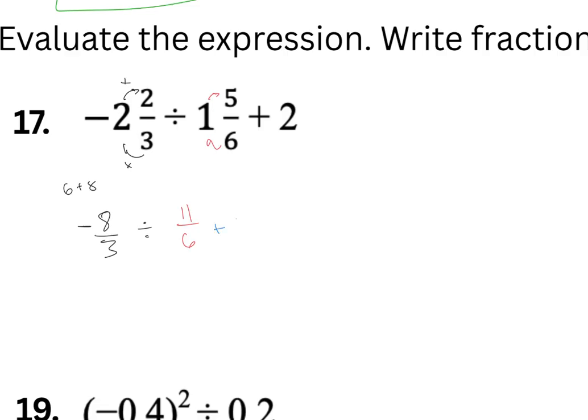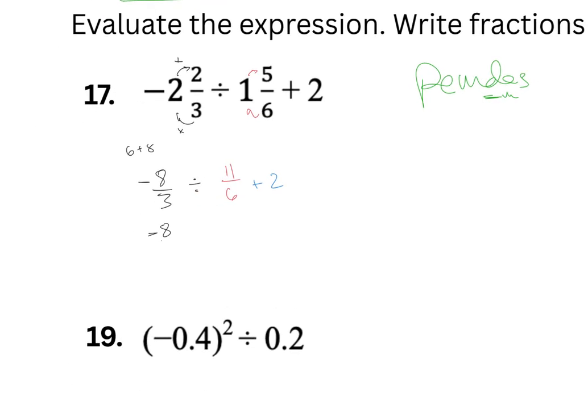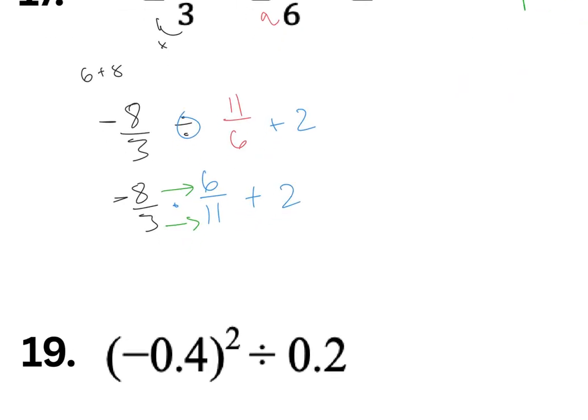And then plus 2. We need to do division before we can do the addition. So how do we deal with that? Well, we've been doing that. We change this to multiplication and we use the reciprocal of that fraction. Don't forget that plus 2. We're gonna go straight across.